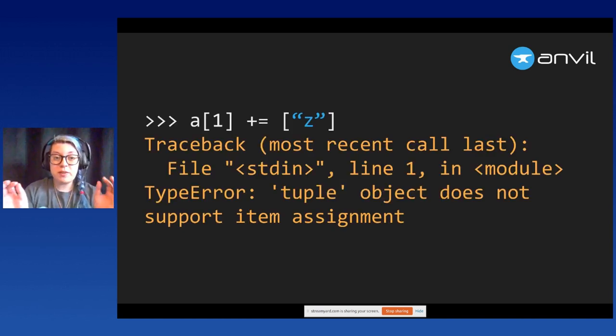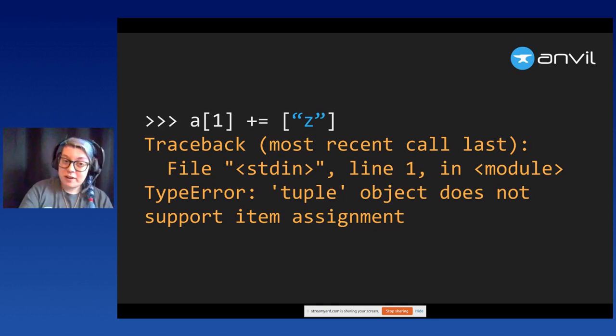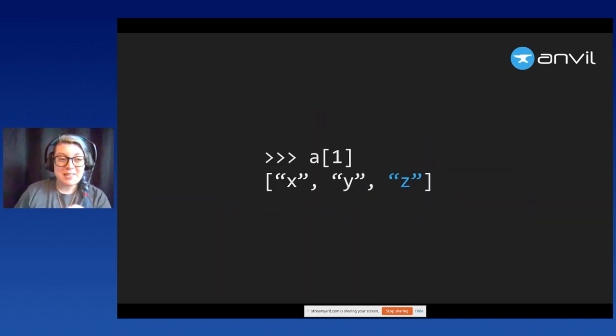But what if we want to do something really similar and use the plus equals operation, which is modifying something in place? It'll throw us an error because we're trying to assign to an element of the tuple. We're trying to set A1 equal to something, which you can't do in a tuple. And we expect this, right? We expect it to throw us an error. You can't assign to objects within a tuple. But if we then print out the value of the second element of our tuple, we'll see that Z that we tried to add to it is in fact there.